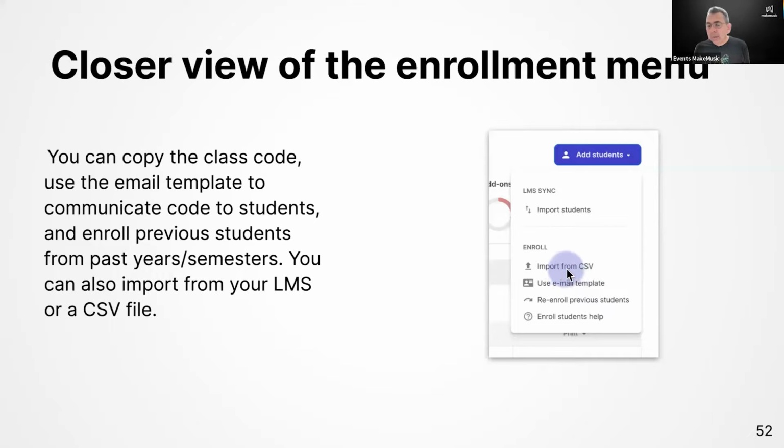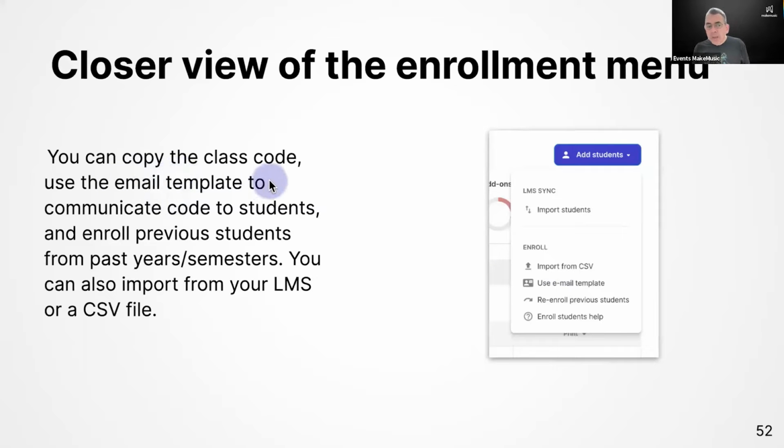You can do that by clicking on this. It gives you a template, and all you have to do is copy and paste your students' names and their emails into that template, and then you'll be able to upload that data and get your students enrolled in Make Music Cloud. Now, do they have accounts yet? No, because they still have to create the account, but it gets them enrolled, and now they'll be alerted to create their account. The trick is always copying the class code, all right?